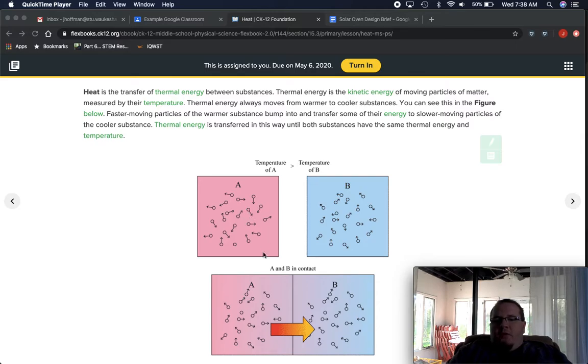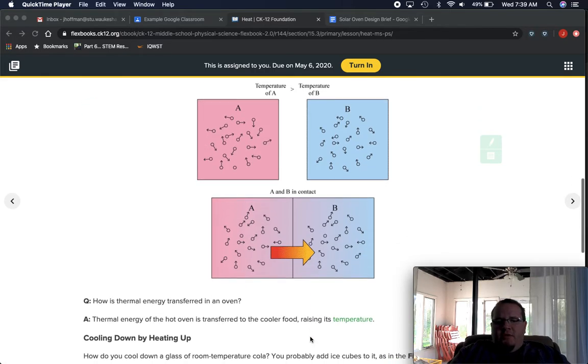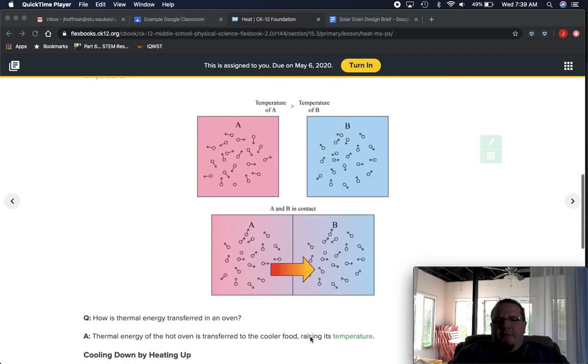What's happening with heat is you have your energy transfer. It always goes from warmest to coldest. So this energy from A is being transferred to B. And that's really what this model is showing you, and that's what you're going to be diving into today. So those are the aspects we want you to be paying attention to today.